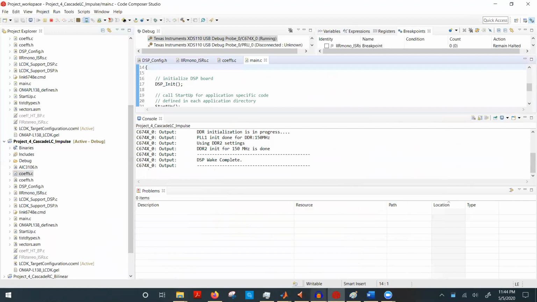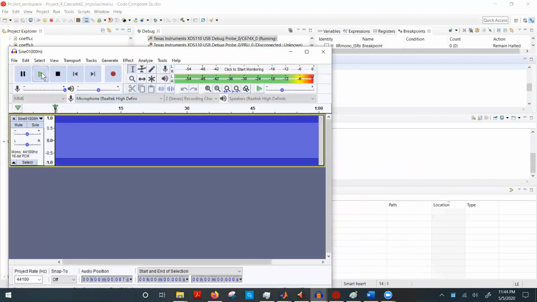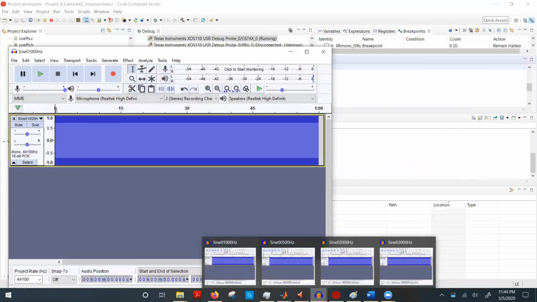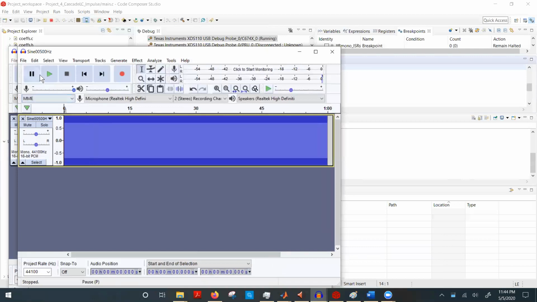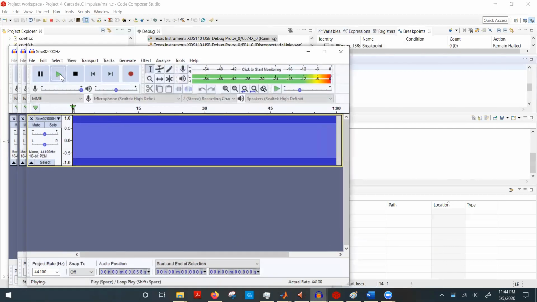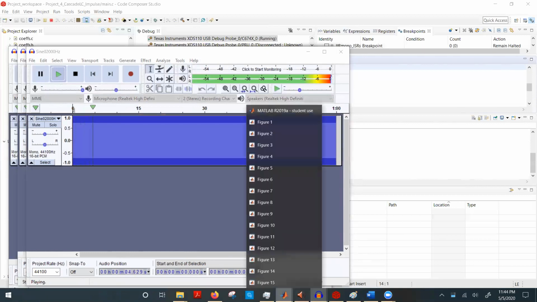If I take the 1000 hertz signal, that gets attenuated because it's not in the passband. It's starting to decay because it's in the stop band, but you can still hear it. The 500 hertz signal you can't hear because it's too far out, so it gets attenuated until it's inaudible. I can bring in the 2000, and you can clearly hear the 2000 because it is in the passband.